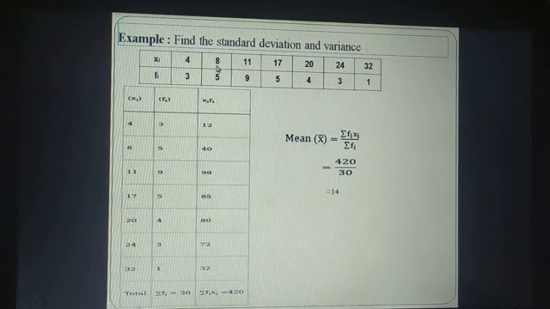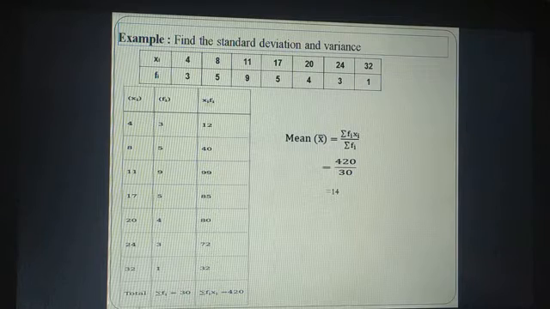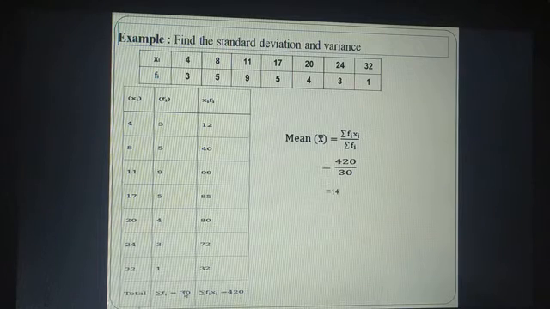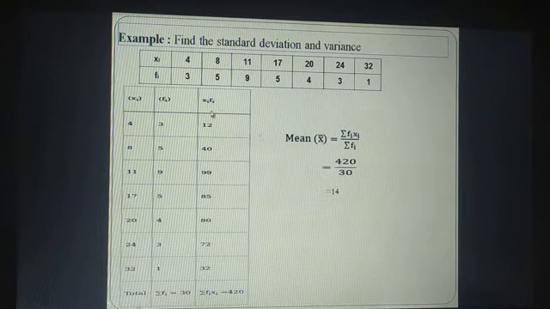Let's see the example. Find the standard deviation and variance. The grouped data is given, xi and fi. Class is not given, xi is given directly, so we don't need to find xi. In the first column we write xi, in the second column we write fi. To find the mean, we have to find fi xi, so multiply the first and second columns: 4 into 3 is 12, 8 into 5 is 40, 11 into 9 is 99, 17 into 5 is 85, 20 into 4 is 80, 24 into 3 is 72, 32 into 1 is 32.